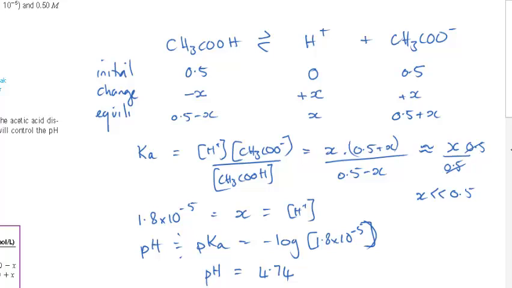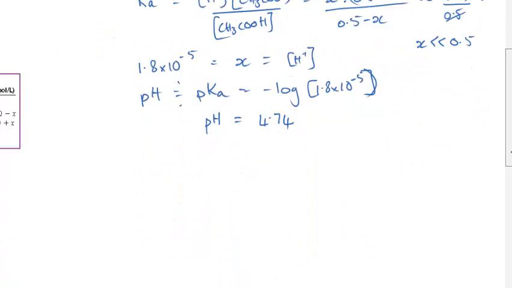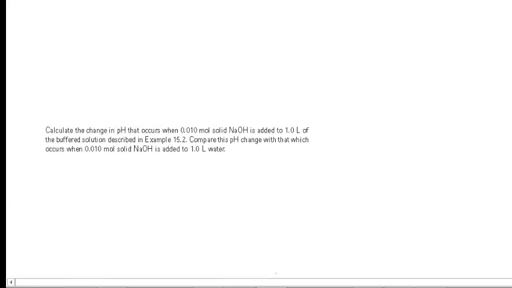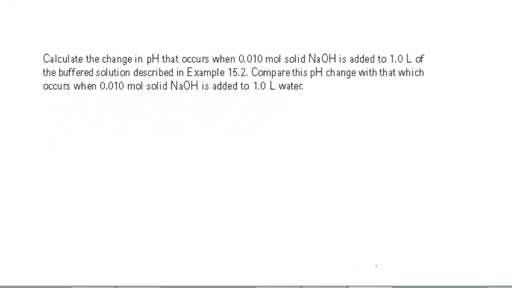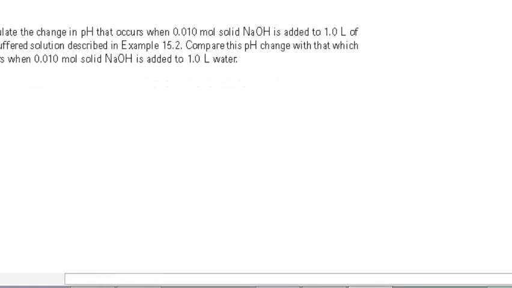Now, what happens if we add something to this? The next part of this example was to calculate the pH that occurs when 0.01 moles of solid sodium hydroxide is added to 1 litre of the buffered solution that we used here. First off, I'm going to calculate the pH of how much 0.01 mole of solid sodium hydroxide would be when it was added to 1 litre of water. This is a fairly simple calculation, but we'll run through it anyway. So what we've got is 0.01 moles of a solid in 1 litre.